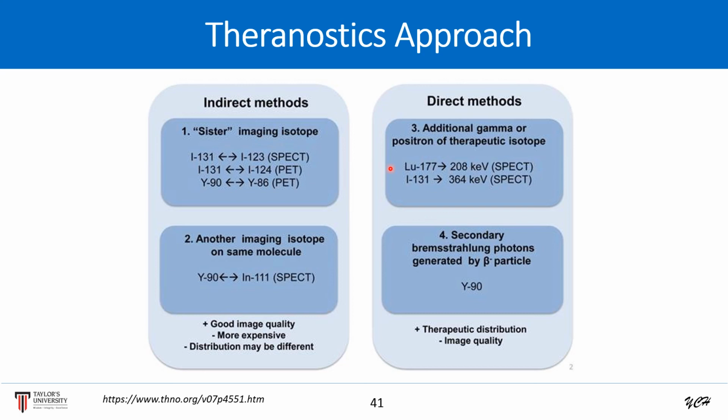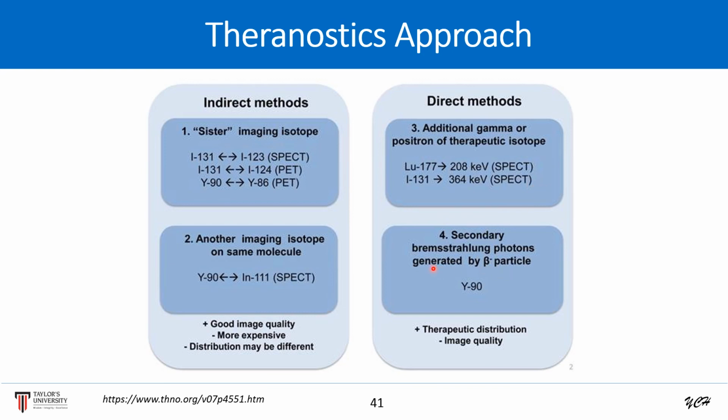To achieve this, we need a radioisotope that can emit both beta and gamma radiation. For example, lutetium-177. Despite the beta radiation, it also emits 208 keV gamma radiation, which is very useful for SPECT imaging. And RD131 as well. It also emits 364 keV gamma radiation, which we can use for SPECT imaging.